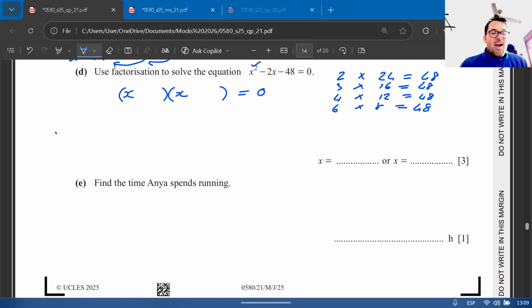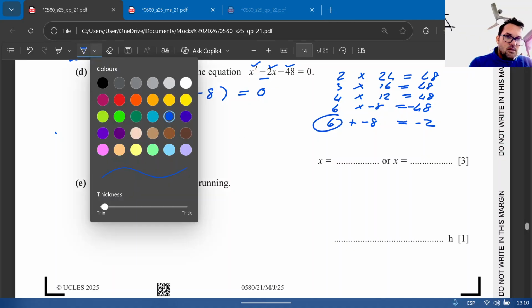Now, when we add the middle two terms together, we need to get minus 2. So which one of these can get us to anything near 2? That would be the 6 and the 8. When we add them now, we're going to get 14. But what if this is a negative 8? That will give us negative 2. Brilliant. And if we make this a negative 8, that will give us negative 48. Brilliant. That's our two terms, a positive 6 and a negative 8. This requires some practice.